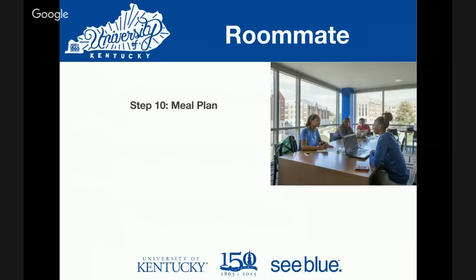Step 10 is going to be your meal plan. You can explore the meal plan options and choose the best fit for you. Charity went over a lot of those, so that's good. But if you do not select a meal plan by July the 25th, you will automatically be assigned to the all access plan. So that's important to think about.